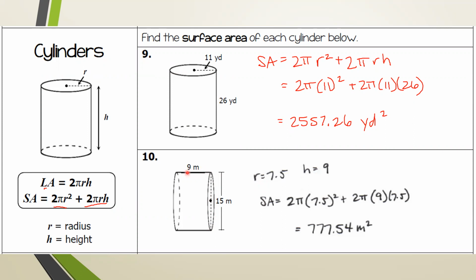Think of this as your cylinder just on its side. Plug your radius into your equation, your height into the equation, and you calculate this. Rounding on your very last step, you should get 777.54. Your units, of course, are meters squared.